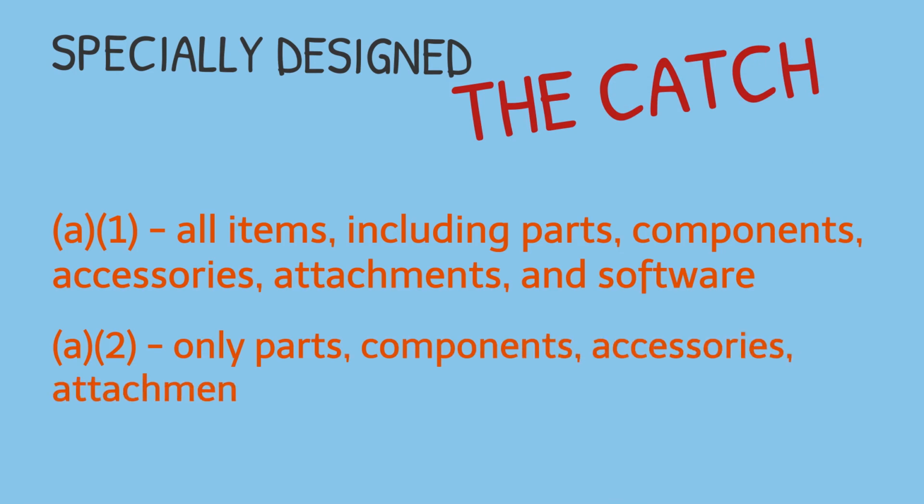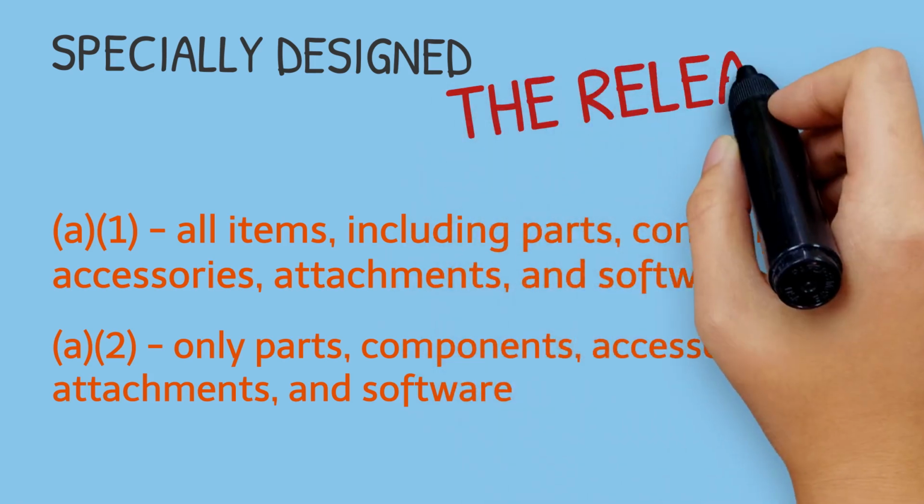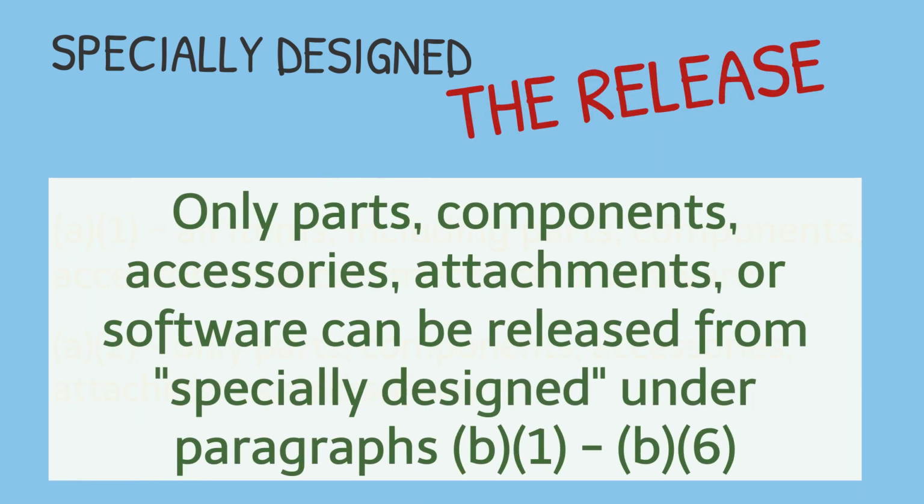2 broad catches. The first catch pertains to all items, and the second catch pertains to parts, components, and the like. The scene says specially designed, the catch. A1, all items including parts, components, accessories, attachments, and software. A2, only parts, components, accessories, attachments, and software. Only parts, components, accessories, attachments, or software can be released from specially designed under paragraphs B1 through B6.